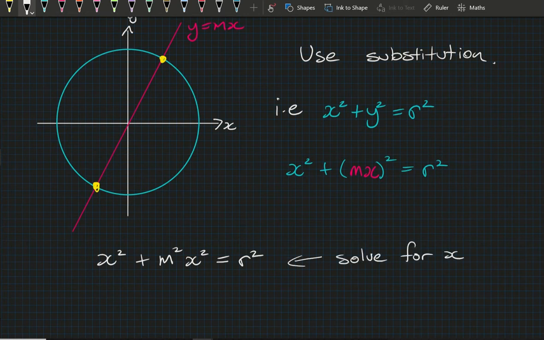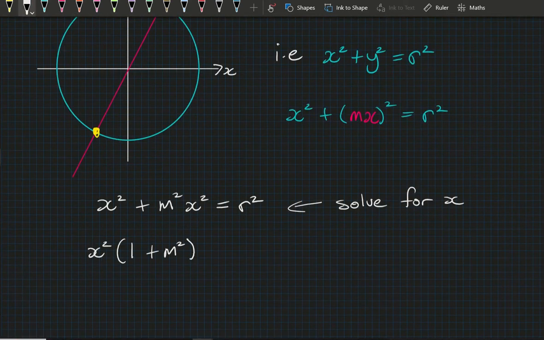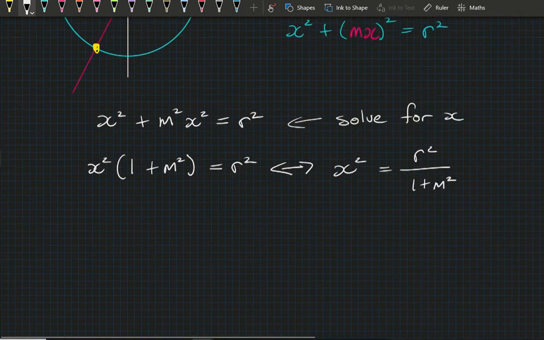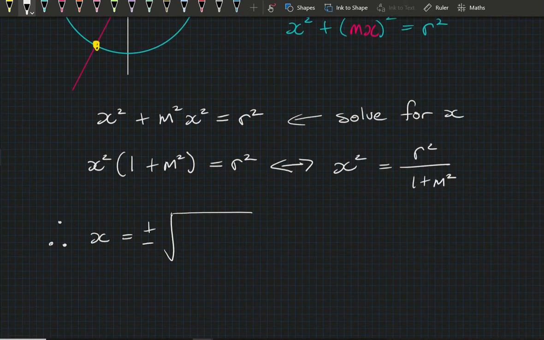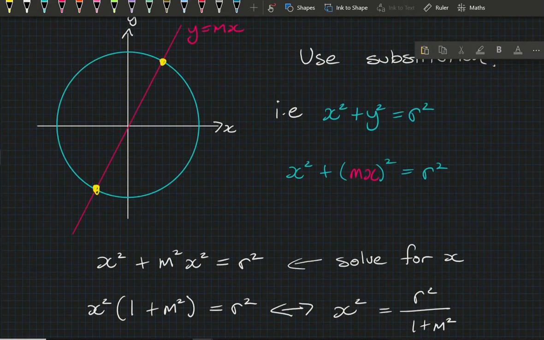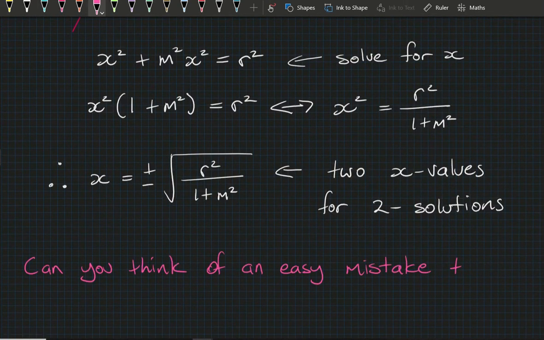The best method forward there is to start factoring out x squared on the left here. Of course, x squared times 1 is x squared, and x squared times m squared is also m squared times x squared. Now if I divide both sides by 1 plus m squared, we end up with x squared equal to r squared divided by 1 plus m squared. Therefore, x is going to equal plus or minus the square root of r squared divided by 1 plus m squared. So we have two x values or two solutions, as you saw on our graph. But can you think of an easy mistake to make?